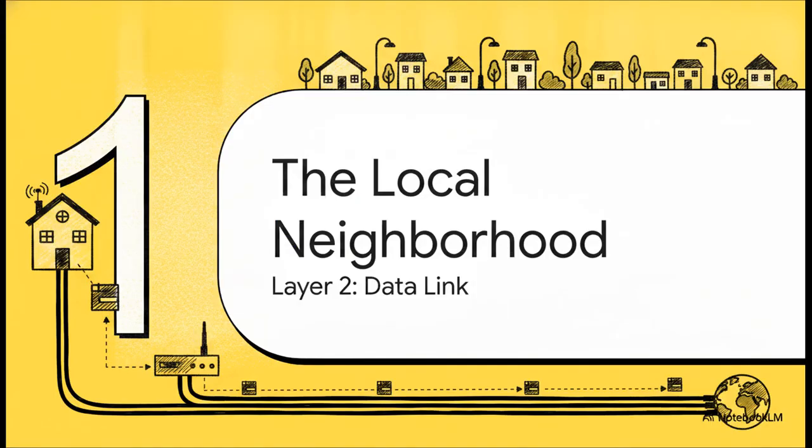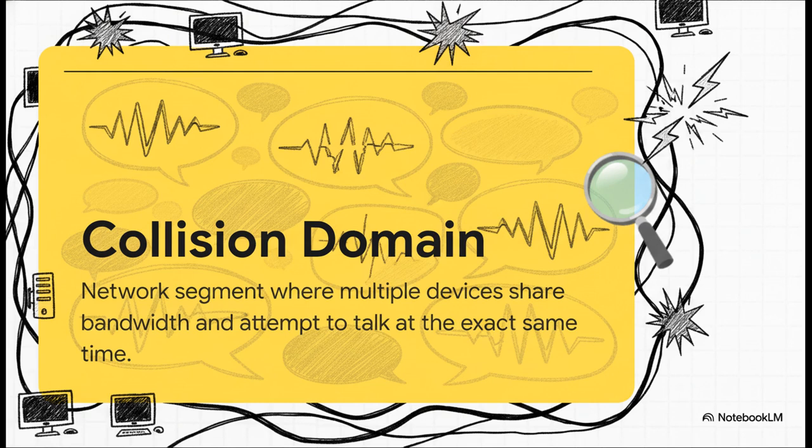All right, part 1, the local neighborhood. Before your data can ever cross the globe, it's got to successfully make it out of your local network first. To really wrap our heads around local networks, we kind of have to understand the enemy first, and that is collisions. Imagine being in a super crowded, chaotic room where literally everyone is shouting at the exact same time. Obviously, no one can understand anyone else. Well, this is exactly what network engineers call a collision domain.